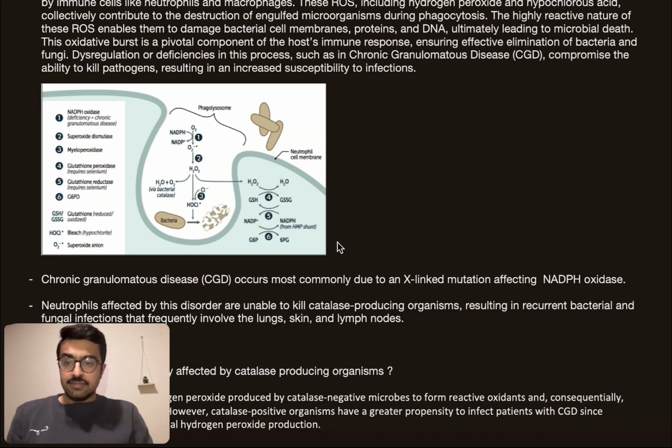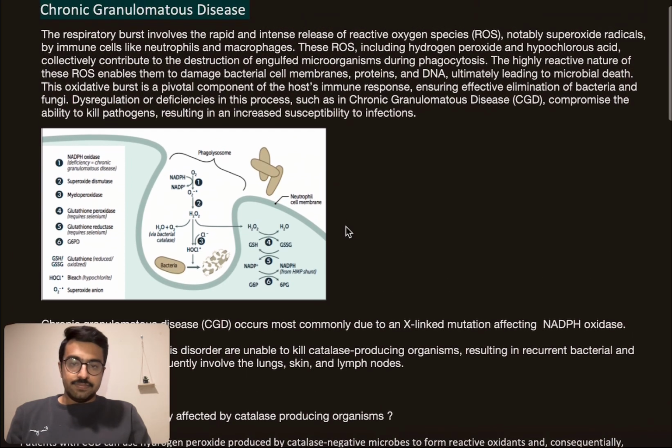Another important thing that I would like to highlight here is that through a similar mechanism we use bleach as a disinfectant for various purposes. So that's one of the mechanisms of how bleach works. It ultimately gives the hypochlorite ion.